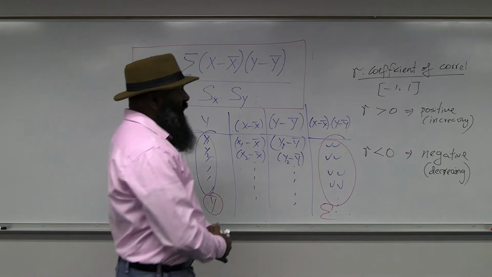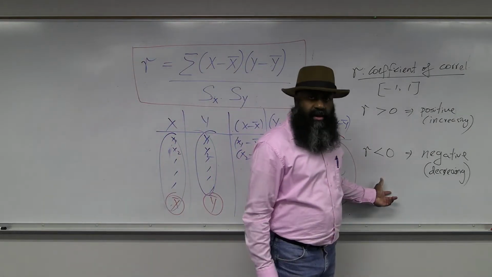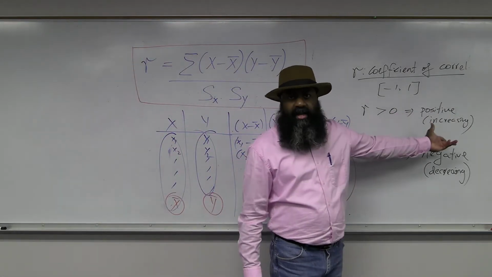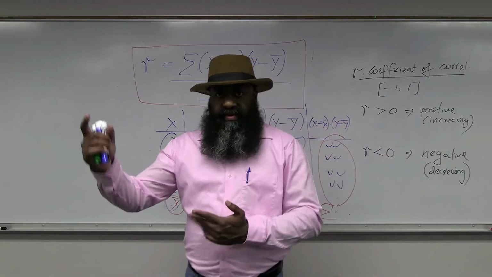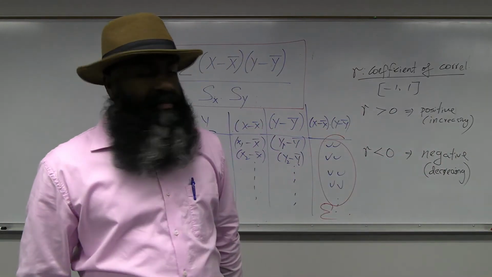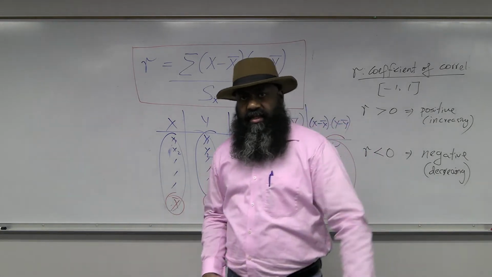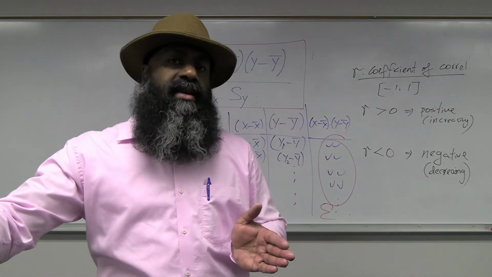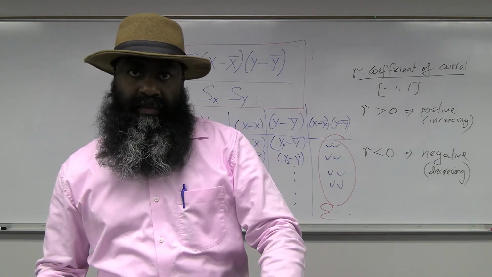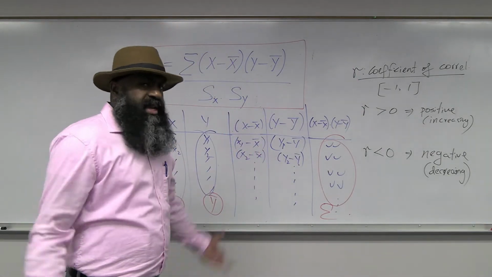So the very first interpretation is to see if it is positive or negative. If it is positive, the linear relationship is positive, which means as x increases, y increases. So if your r is negative, it means the linear relationship is negative, or in other words, as x increases, y decreases. But that's not enough.